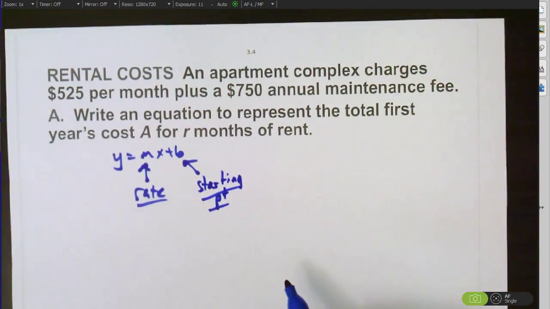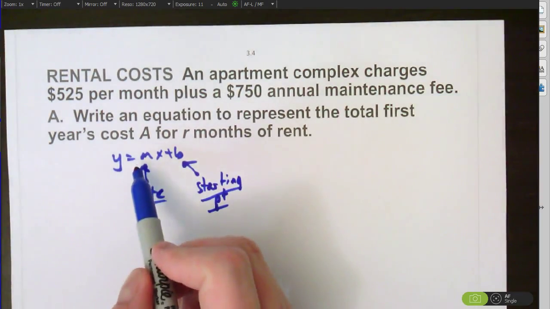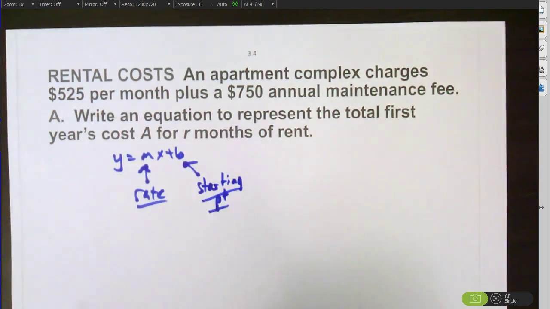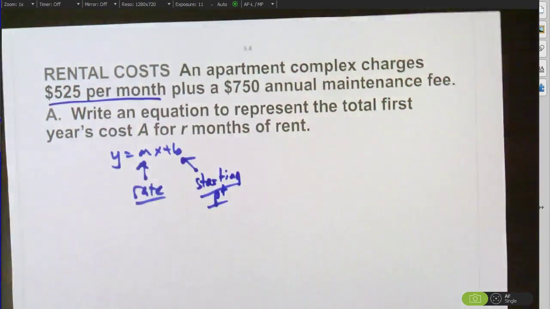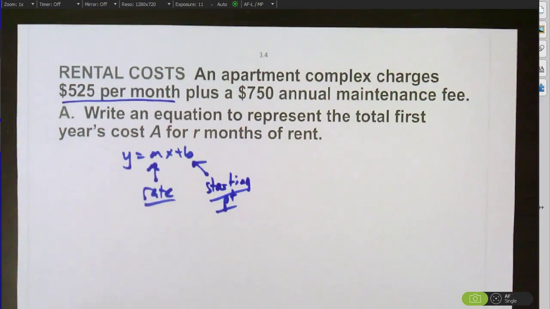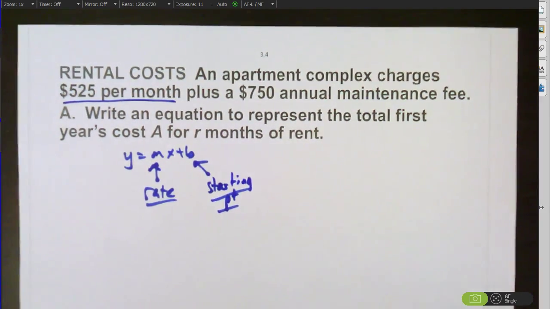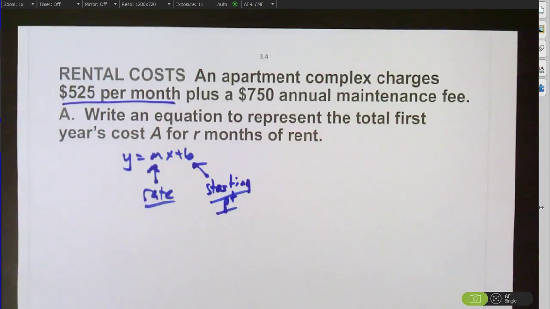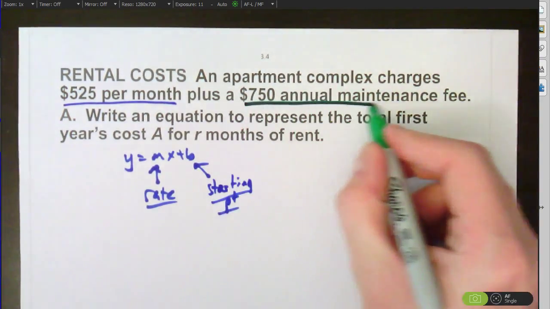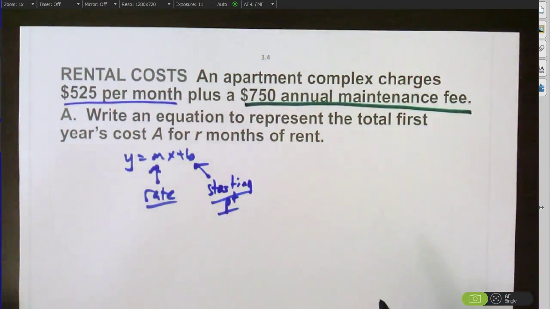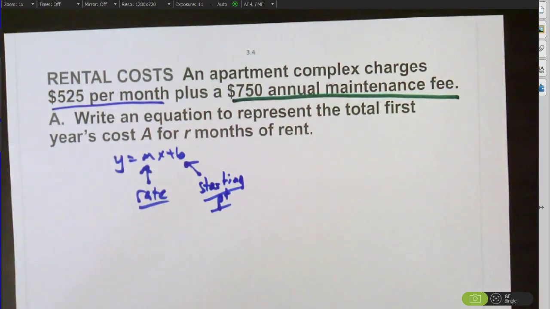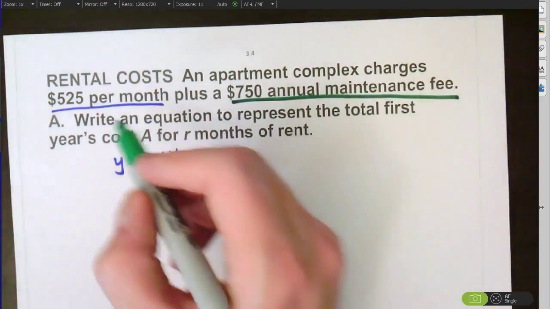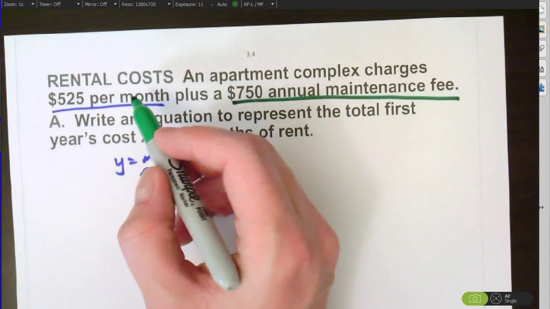So looking at this, I want to know what's the rate and where does it start? Well, in our case, it's hopefully kind of obvious. The rate is the $525 per month. And the starting fee might seem kind of strange. Your guess is $750 because it's there, but if you stop and think about it, let's say you don't pay for your apartment for any months for some reason. You would still owe $750 regardless, just to pay for the maintenance. That's going to happen one time a year. This is going to happen monthly. So this is your slope.